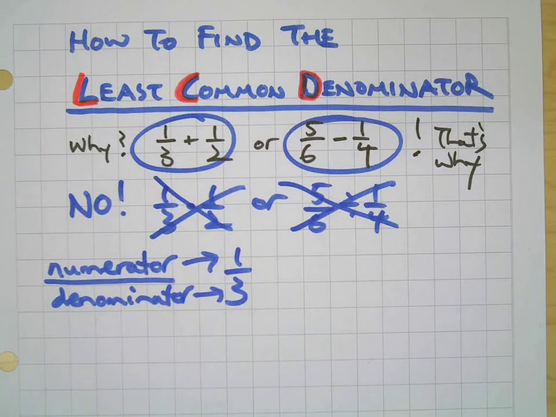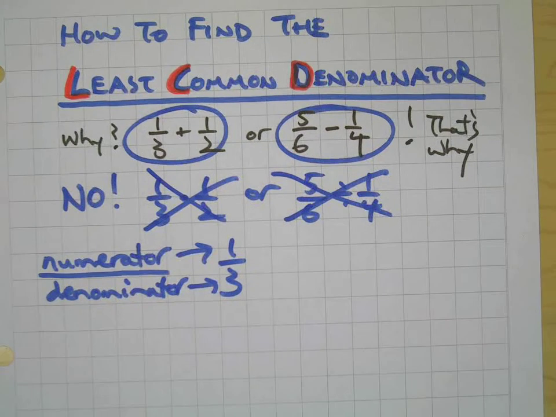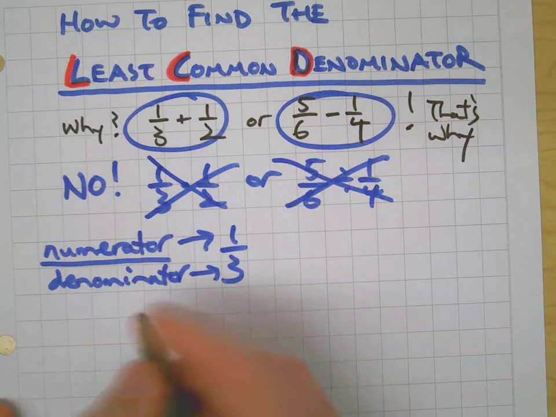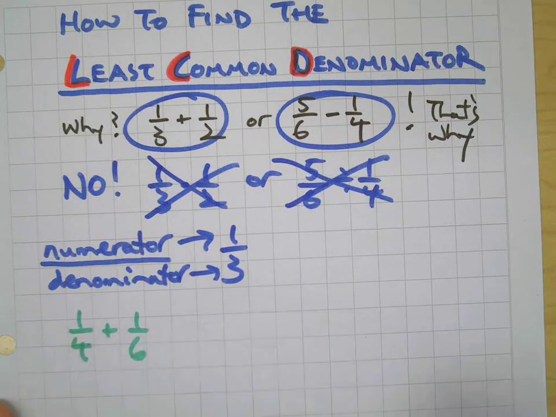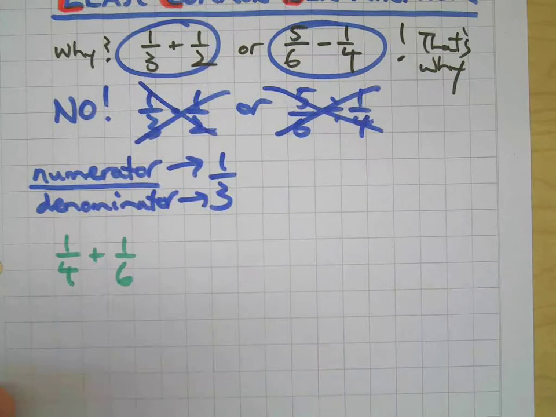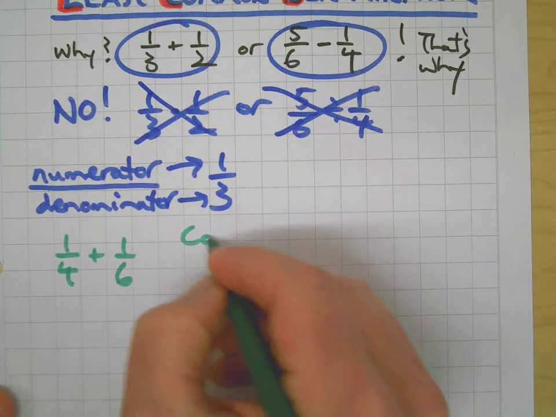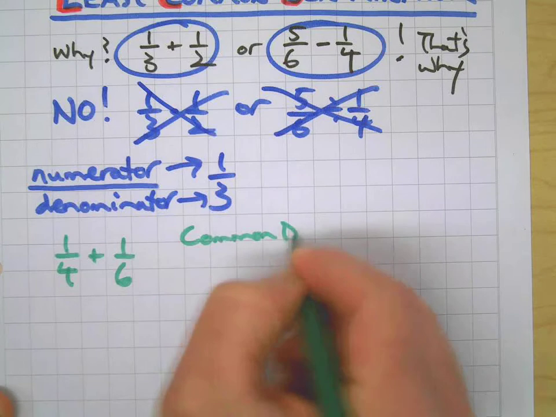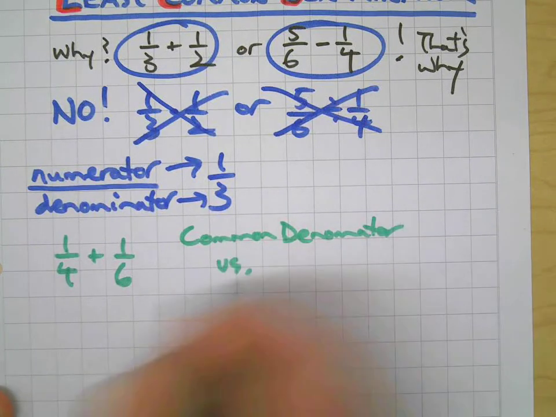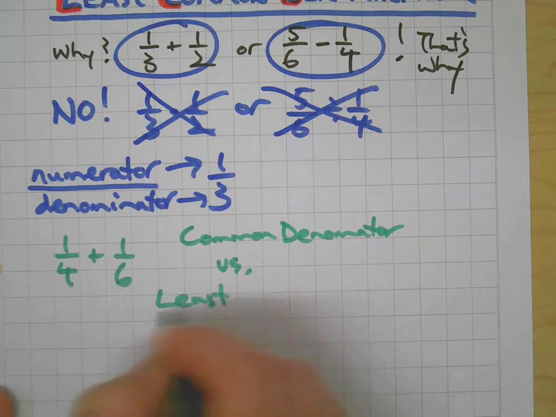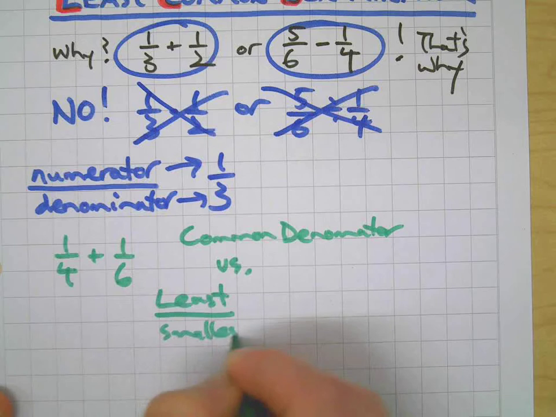Now let's take a little sample problem here, give you an idea of what we're talking about. So let's say we're adding 1/4 plus 1/6. A common denominator versus the least common denominator, or the lowest one, the smallest one.